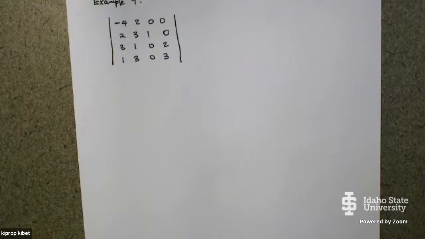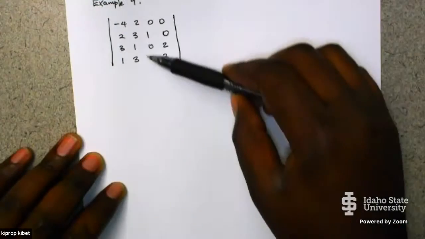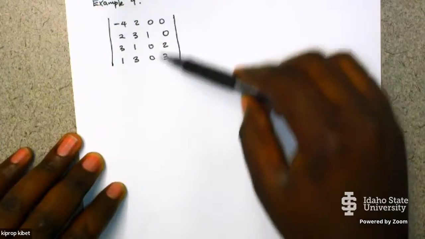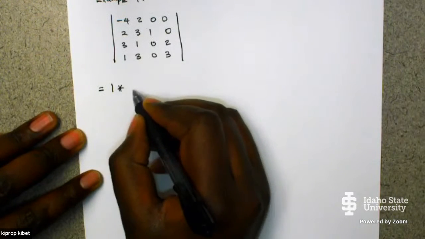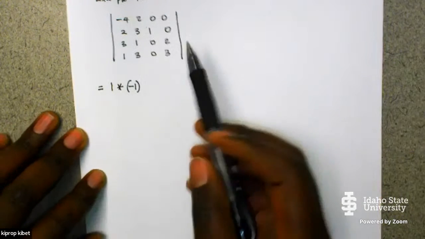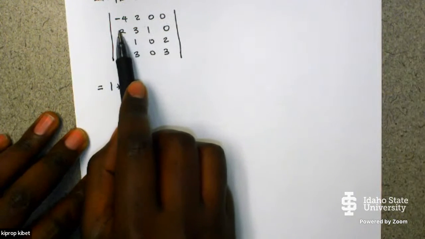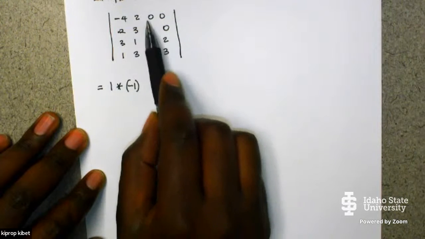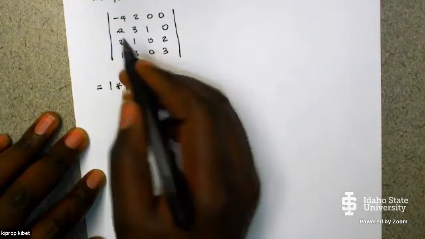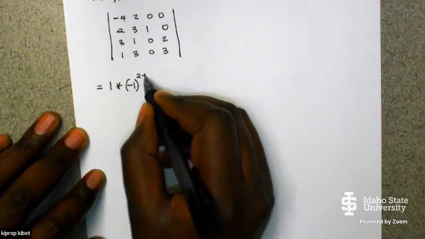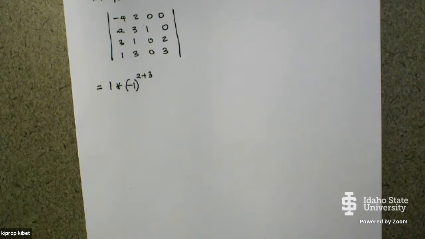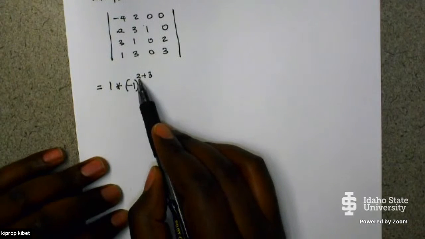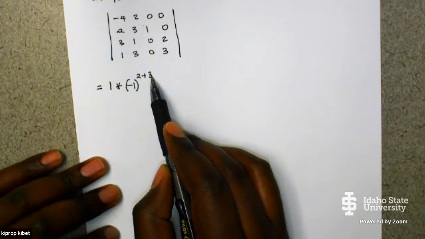So we can use the third row. This one has many zeros. The third row here has many zeros. So the determinant here will now be equals to 1 multiplied by -1. So what are we deleting? We are deleting the second row and the third column here. The second row is 2 plus the third column there is 3, 2 plus 3.